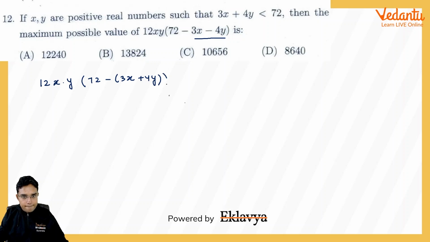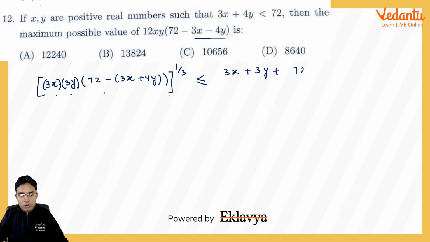Okay, and this 12xy I'll be writing not like this, but like 3x into 3y. So these are three terms whose GM I'll be taking. So power 1 by 3, and GM, as you know, is less than or equal to their AM. AM means 3x plus 3y plus 72 minus (3x plus 4y), whole divided by 3. So 3x, 3y will be cancelled and this will become 24 here.